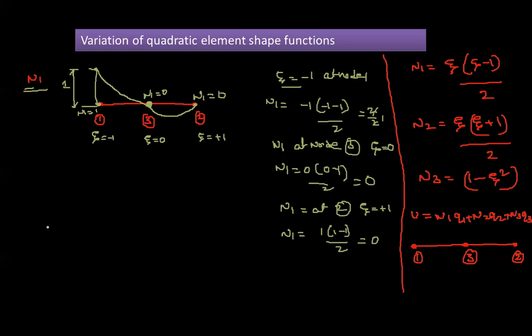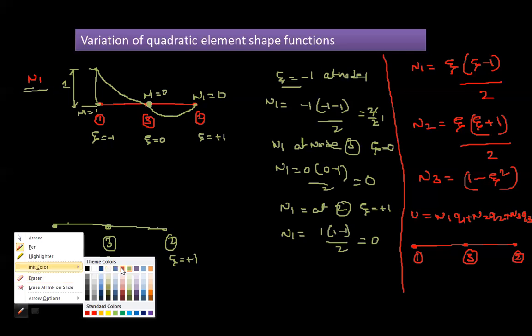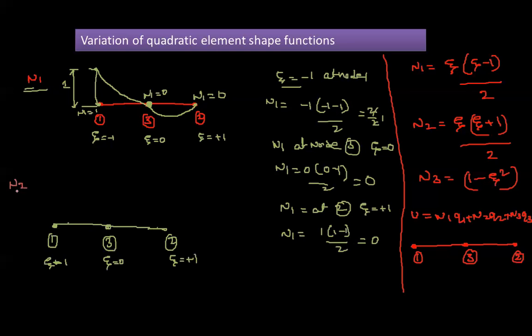Similarly, let us draw the variation of the shape function N2 on a quad element. Let us take the quad element having nodal point 1 and nodal point 2, and the middle would be nodal point 3. At nodal point 3, I know that zeta is equal to 0. At nodal point 2, zeta becomes plus 1. At nodal point 1, it is equal to minus 1. Let us substitute this in the N2 formula. Now I would like to draw the variation of the shape function N2.